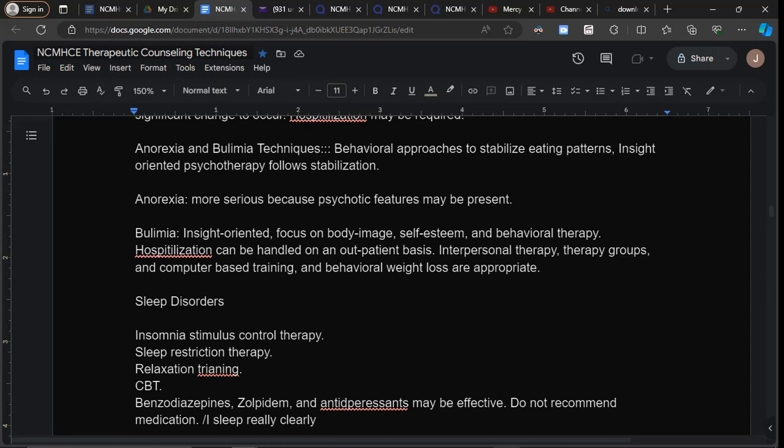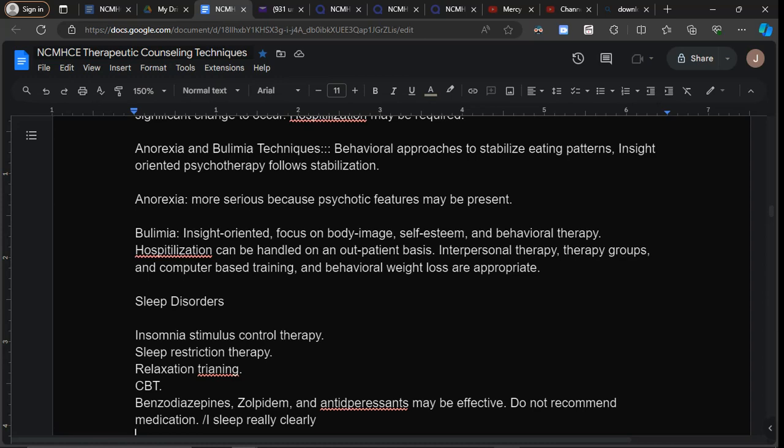Bulimia: insight-oriented focus on body image, self-esteem, and behavioral therapy. Treatment can be handled on an outpatient basis. Interpersonal therapy, therapy groups, computer-based training, and behavioral weight loss are appropriate.